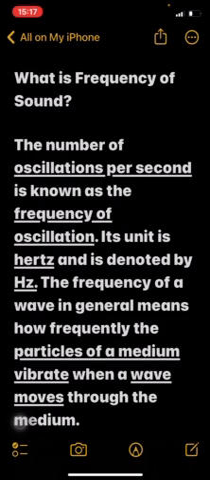What is frequency of sound? Now, frequency is the number of oscillations per second, as oscillation means moving back and forth. The number of oscillations per second is known as the frequency of oscillation. Its unit is hertz. It is measured in terms of hertz. So the basic unit for measurement is hertz, denoted by Hz.